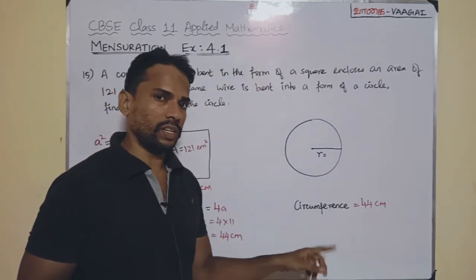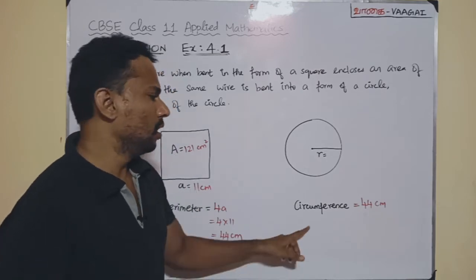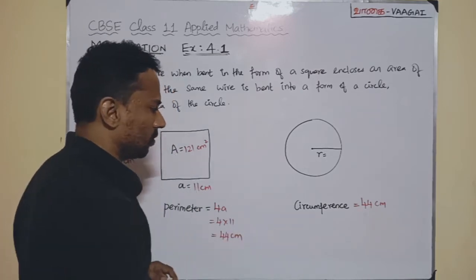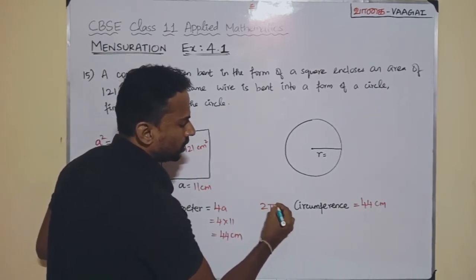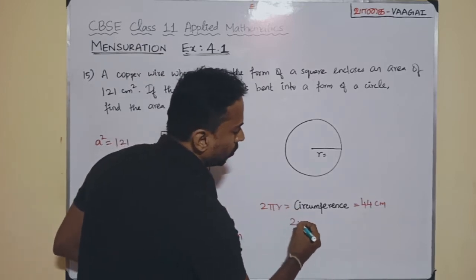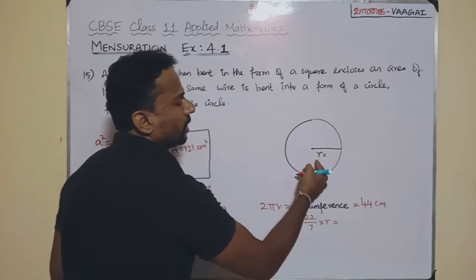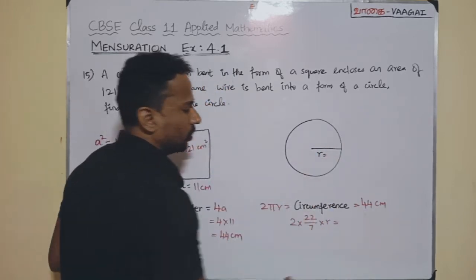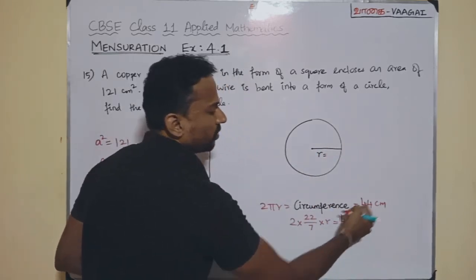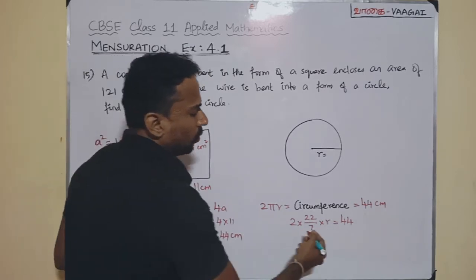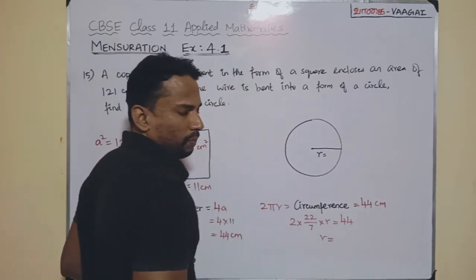But this is not our question. Our question is to find the area of the circle. Very simple. We know the circumference of the circle is 2 pi r. So 2 into 22 by 7 into r. Let me take the radius of the circle as r. I'm equating it to 44 centimeter. Now I can easily solve for r. What will be the value of r?